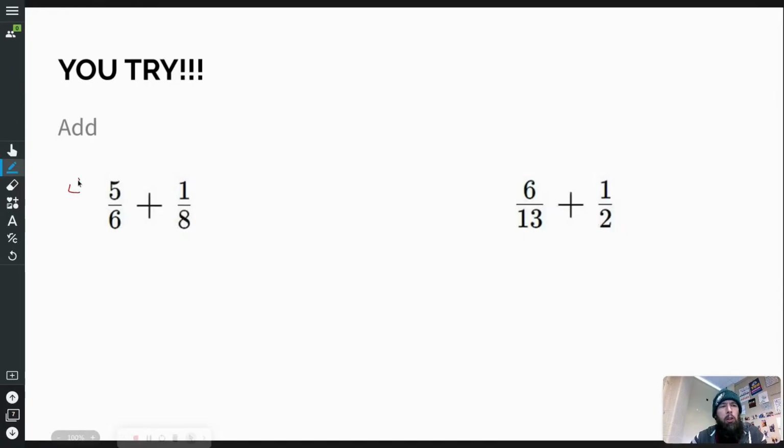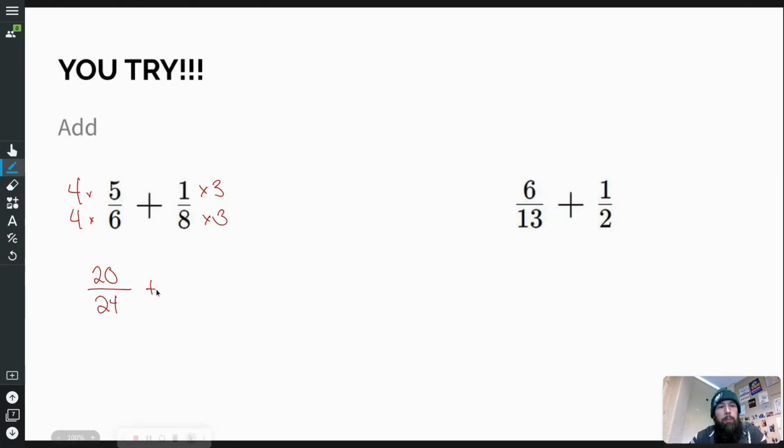So if I multiply by 4 over 4, 8 times 3 is also 24. I can multiply by 3 over 3. My numbers can stay a little bit smaller. So 4 times 5 is 20. 4 times 6 is 24.